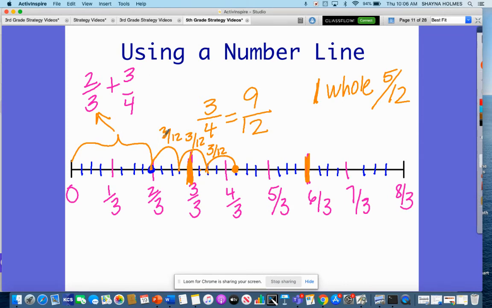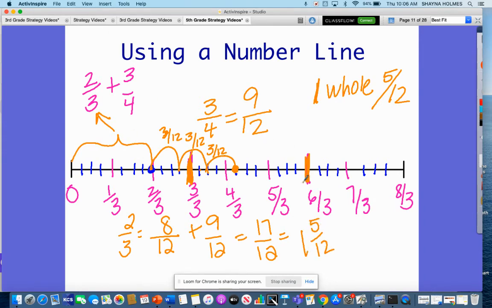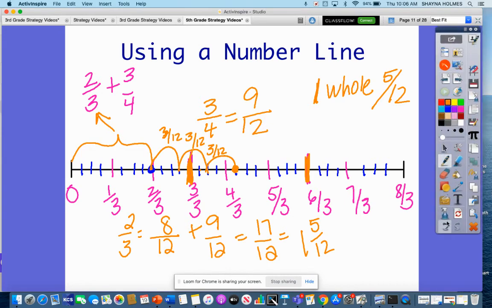Now that I know that 12 is my common denominator here, I can find an equivalent fraction. So 2/3 would be equal to, what would that be? 3 times 4. So that would be 8 12ths as an equivalent fraction for that. And then I already found my equivalent fraction for 3/4. So 8 12ths plus 9 12ths would give me 17 12ths, and that would give me 1 and 5 12ths. But this is using a number line. Let's look at one more example.